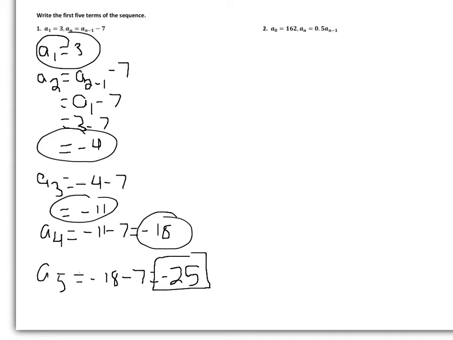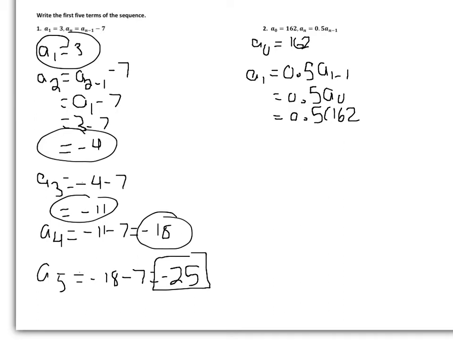Now, look at this one. This one started at a sub 0. So the first term is technically a sub 0. And it's 162. And here, a sub 1, the second term is going to be 0.5 times a sub 1 minus 1, which is 0.5 times a sub 0, which is 0.5 times 162. Half of 162, 81. So there's the second term.